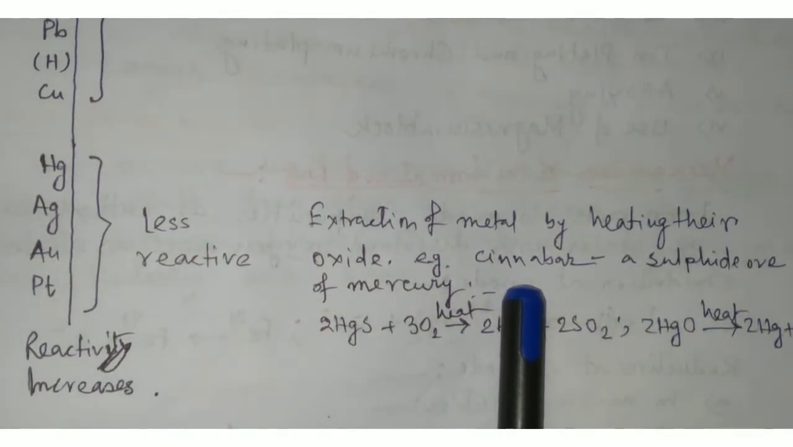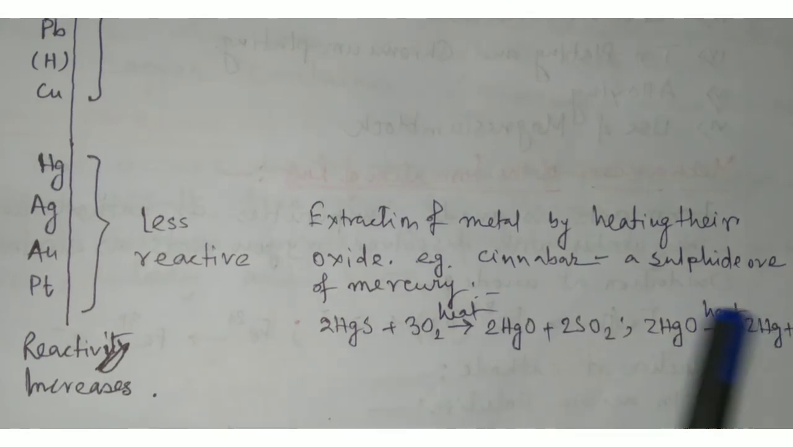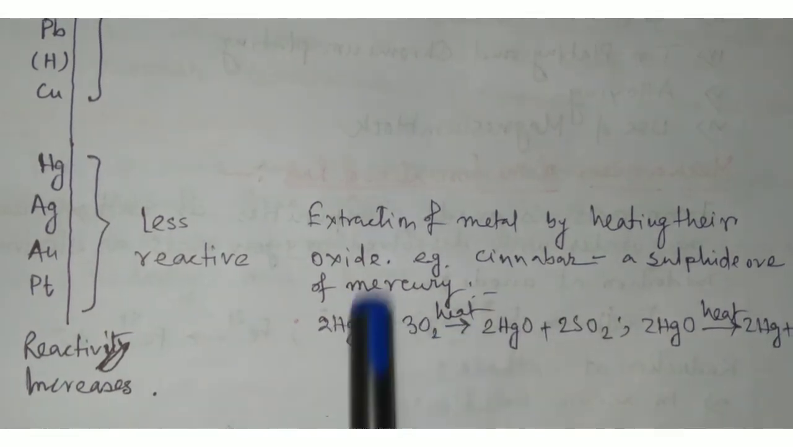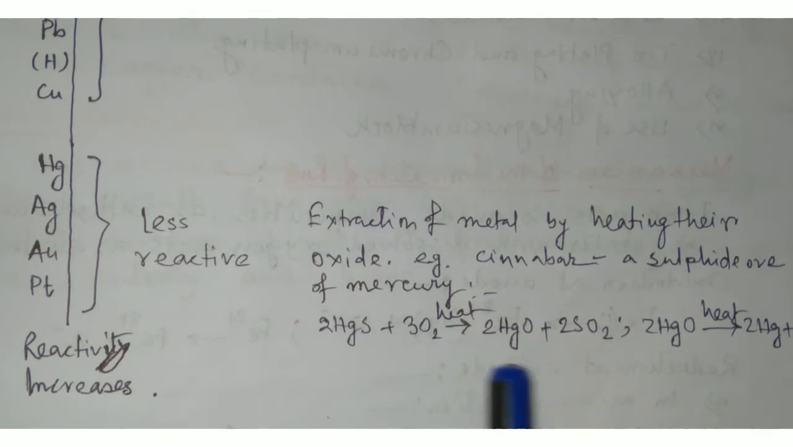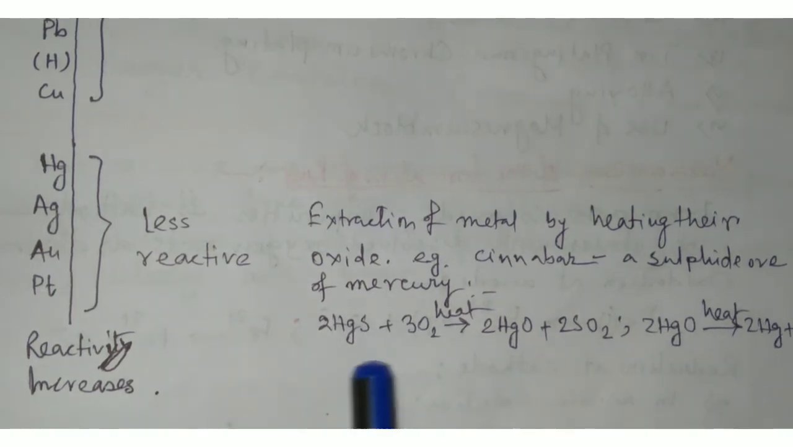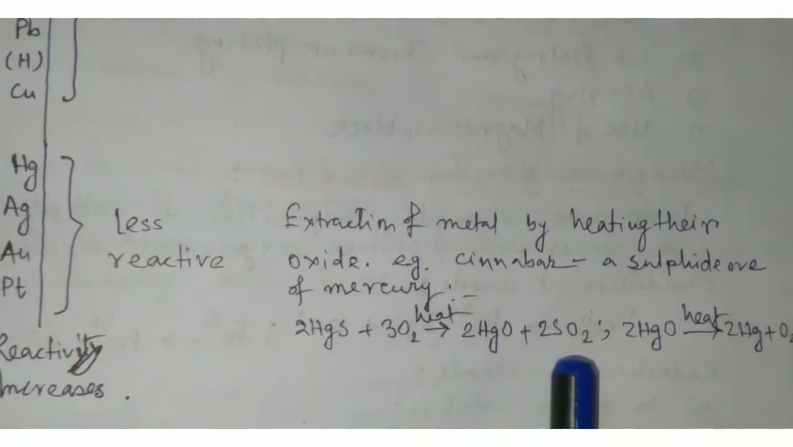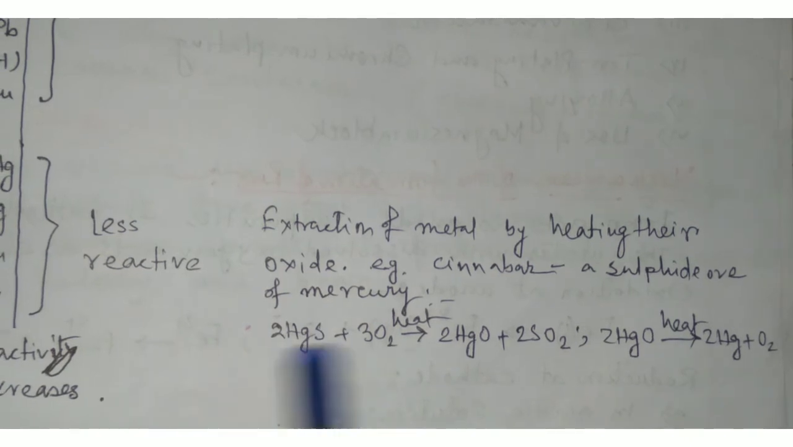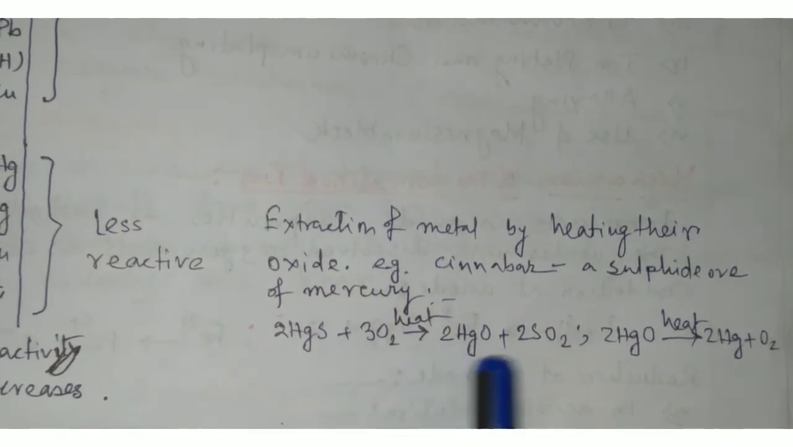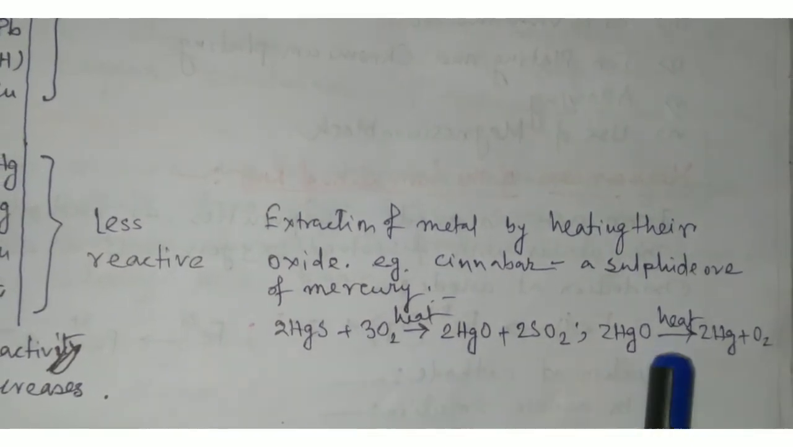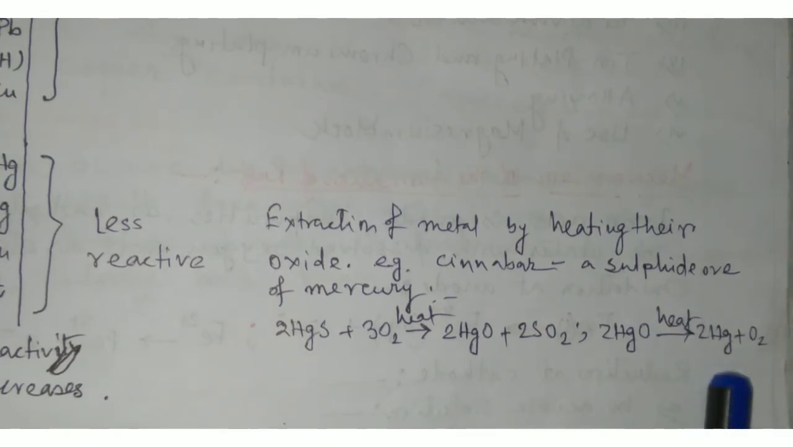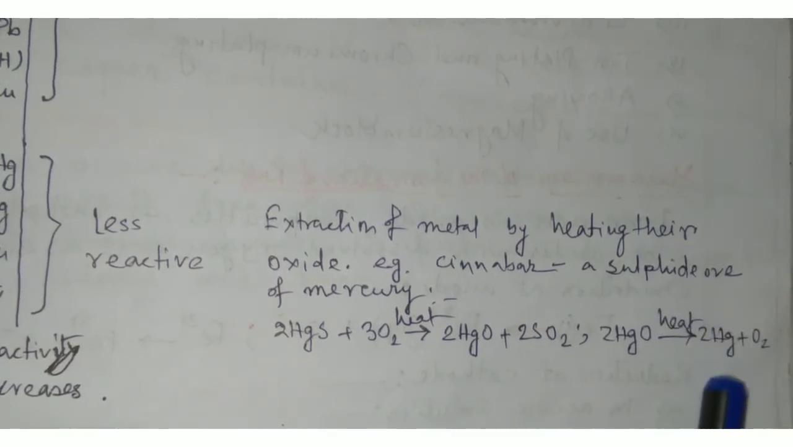As for example, cinnabar, a sulfide ore of mercury, when heated in presence of oxygen, produces mercury. The reaction is 2HgS plus 3O2, heat, produces 2HgO, that is sulfide becomes oxide, plus 2SO2, and this oxide 2HgO, when heated, produces 2Hg plus O2, that is mercury.